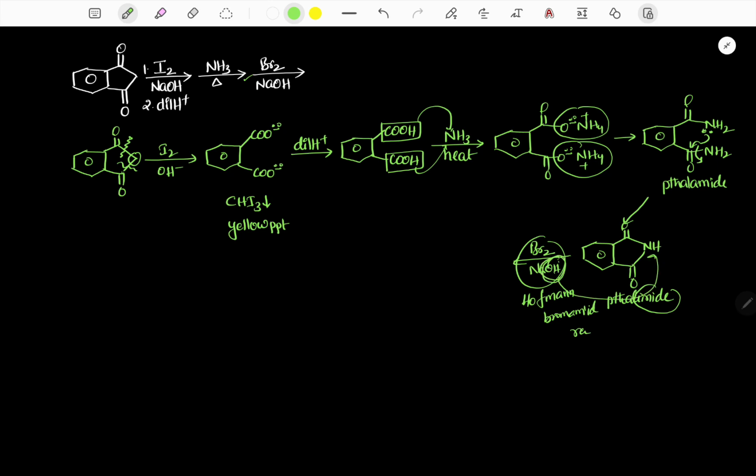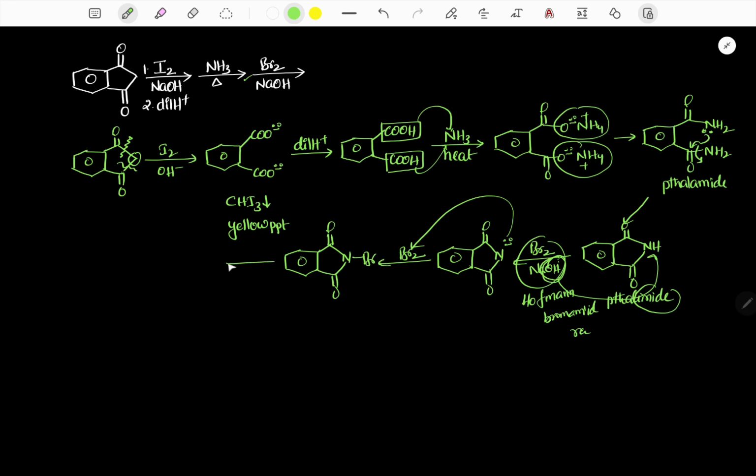OH minus removes the proton and forms the corresponding anion. Now it reacts with Br2 and forms the corresponding N-bromo compound. Now it reacts with another OH minus molecule, by nucleophilic substitution. Finally it gives CON minus Br and a carboxylic acid.